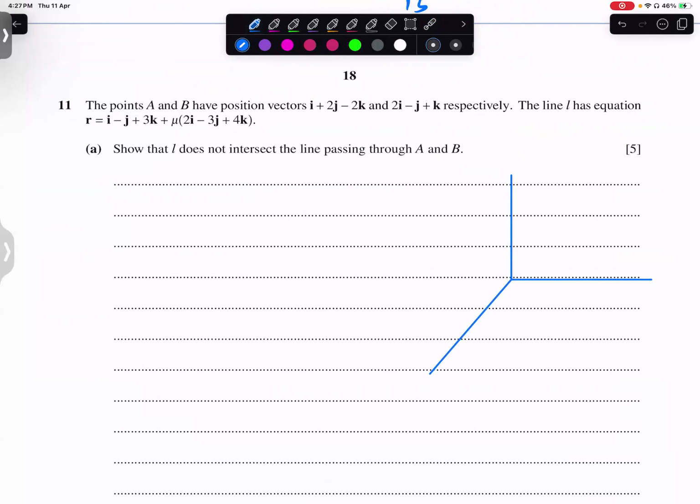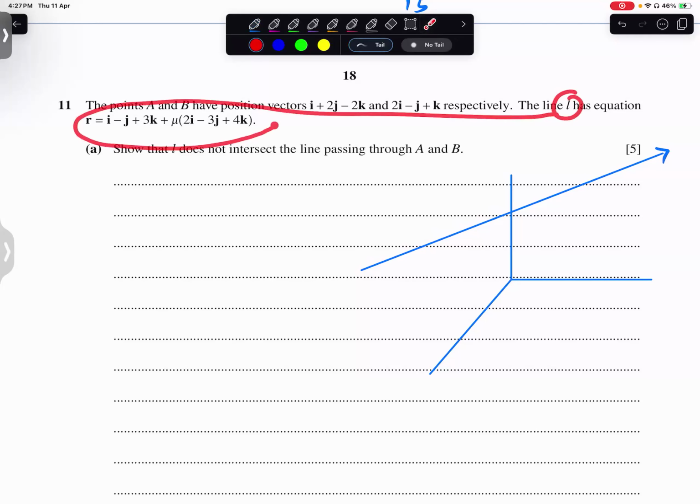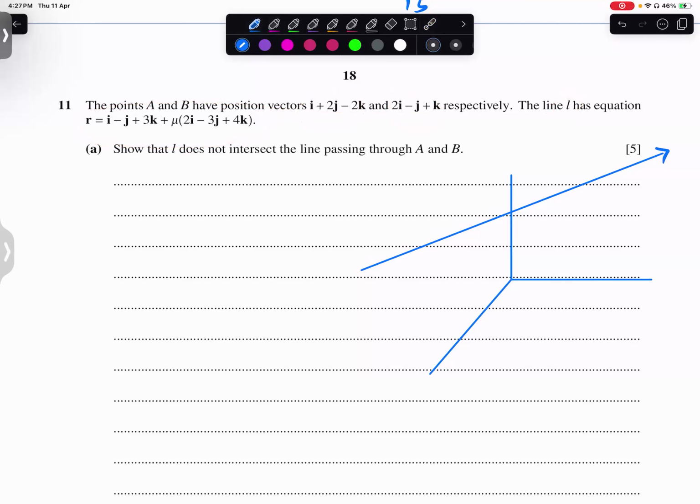Draw some expected diagram, and let's say this is the line L, and this equation is given. Now, these are the 2 points A and B. Let's say this is point A and this is point B. Now call it, let's say, line M. First of all, I want to find line M. So how will I find this? First of all, let's find the direction vector, which will be AB. Now AB means position vector of second minus position vector of first.